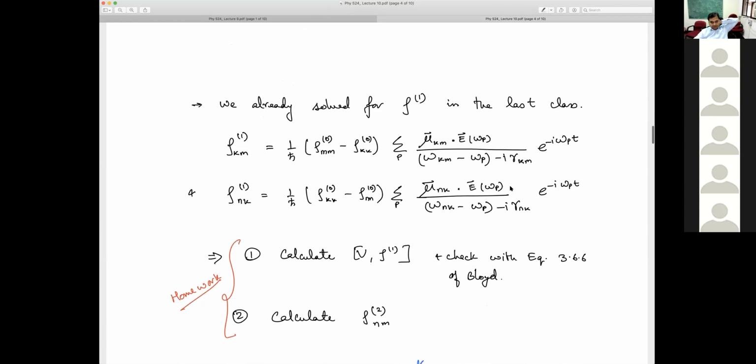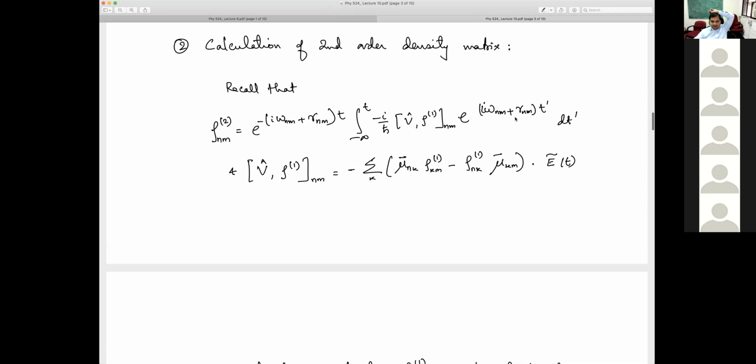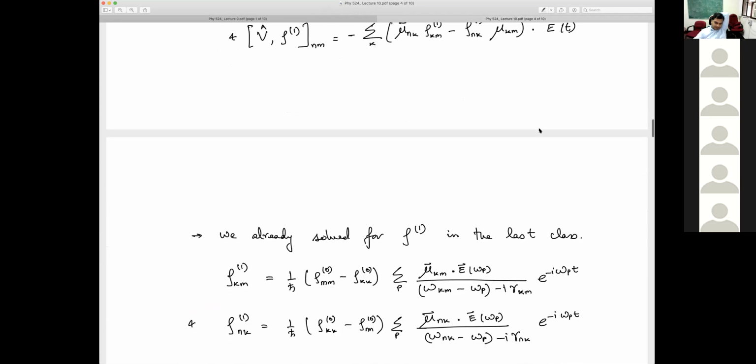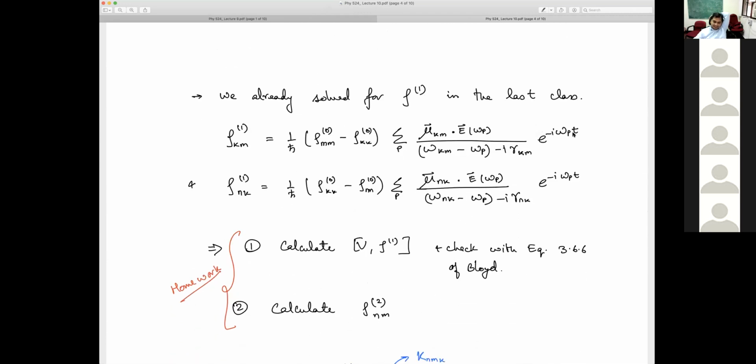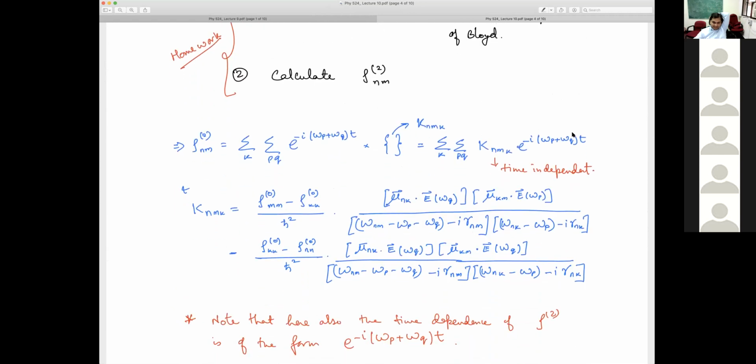Because all I will get out of this is just a factor like this, e to the power i omega p t, and yeah, so that will go here basically. So omega nm plus omega p plus gamma nm. Okay, so all I get is a term like that, and I'll just integrate that. If I integrate that, etc., I'll get rho 2 to be of this particular form.